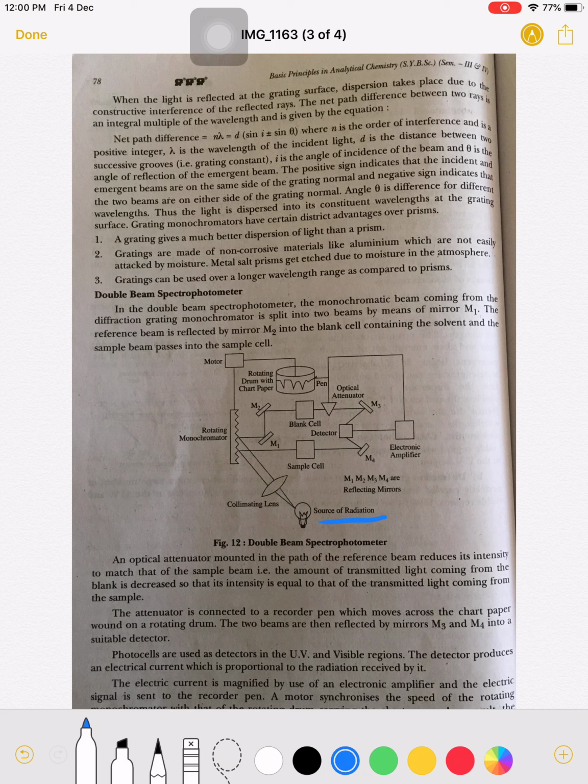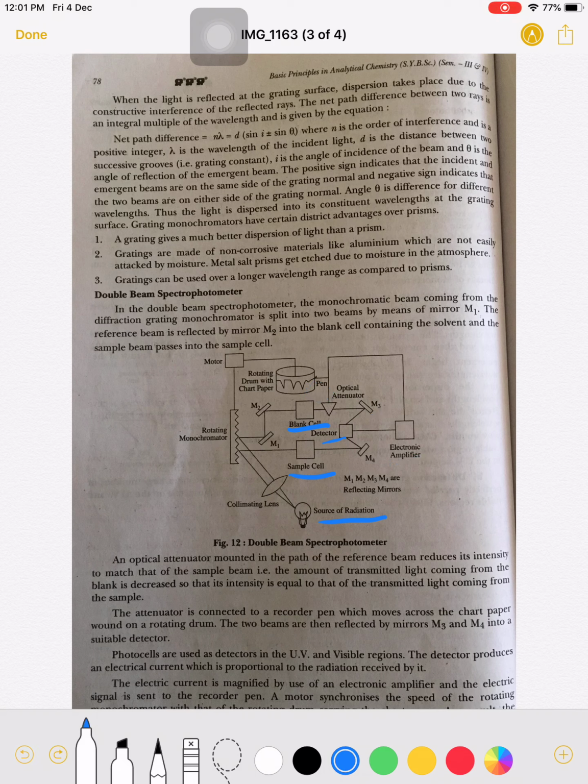When it passes through the sample cell, it comes to M4 and then it goes to the detector. The beam which is transmitted from the blank cell goes to M3 and then it comes to the detector, and after that an electronic amplifier is there and a recorder with a pen, and this pen moves on a drum with chart paper and gives us a graphical representation. So by use of this instrument, we can easily determine the concentration of different solutions.